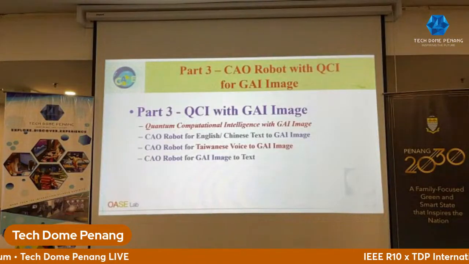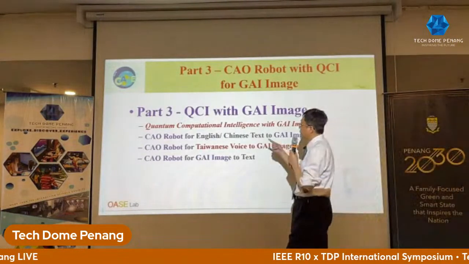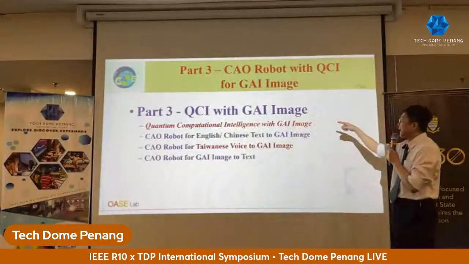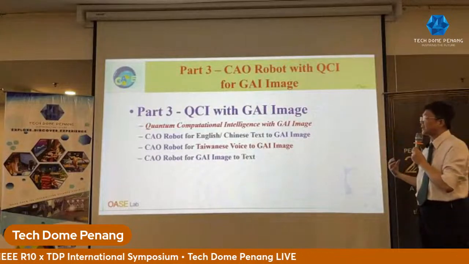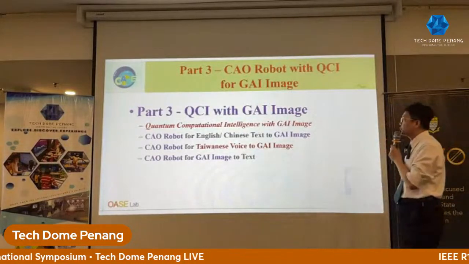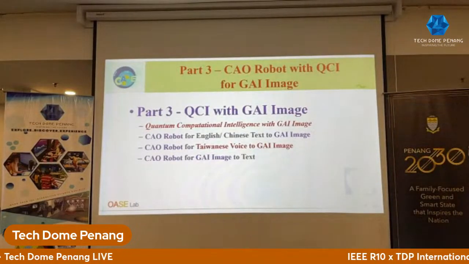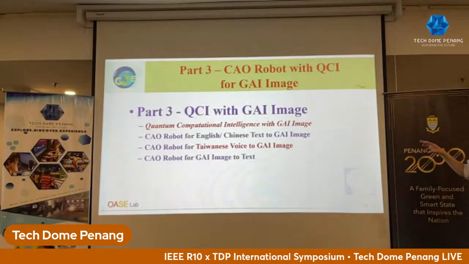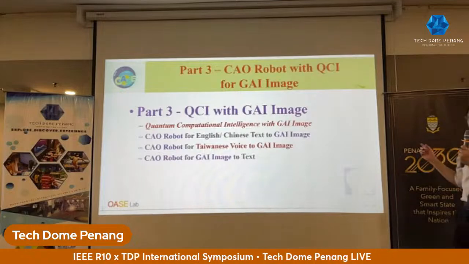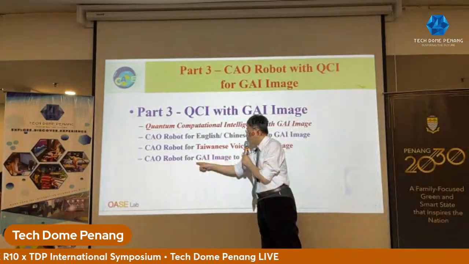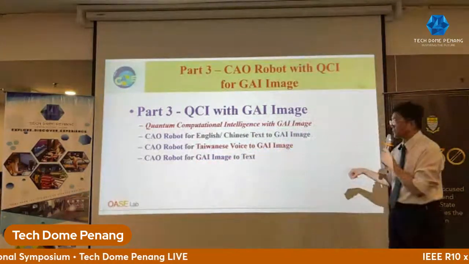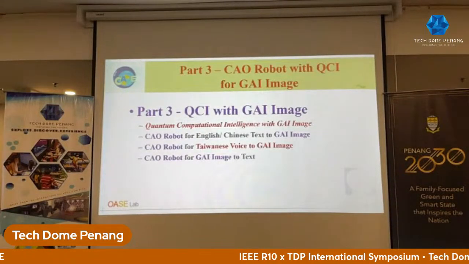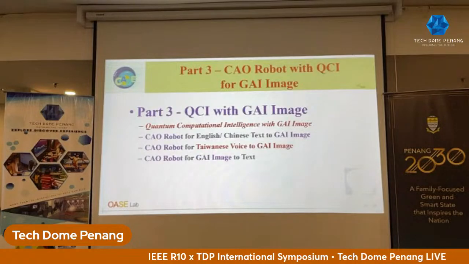Then later, I hope you can use the quantum CI with GAI, generative AI, to generate the image based on quantum computational intelligence with GI image. For English or Chinese text to GI image, or for Taiwanese voice to GI image. And we use the CAO robot for the GI image to test the software and the hardware together. So later you will design the hardware and use the software with the hardware all together.